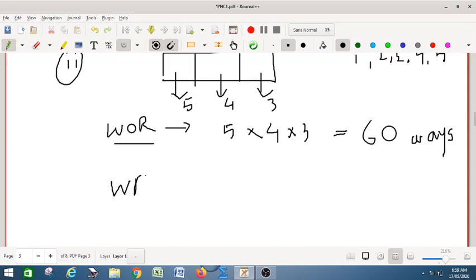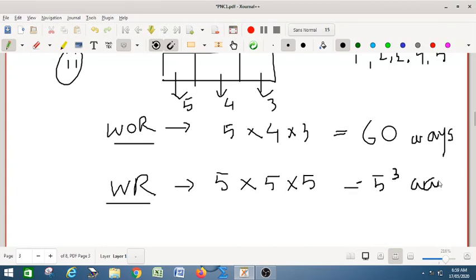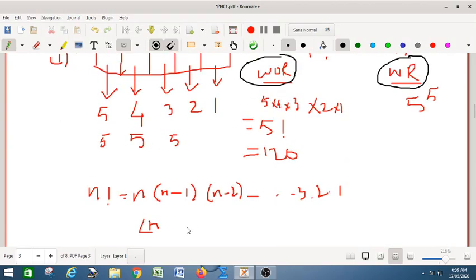With repetition, what is the number of cases? For the first place you have 5 choices, for the second place 5 choices, and for the third place 5 choices, because you can use the digit already used in the first place. So the number of ways is 5 cube, that is 125, with repetition. This is how you apply the multiplication rule and addition rule wherever required. So go to the concept and understand the concept. After that you apply the rule.